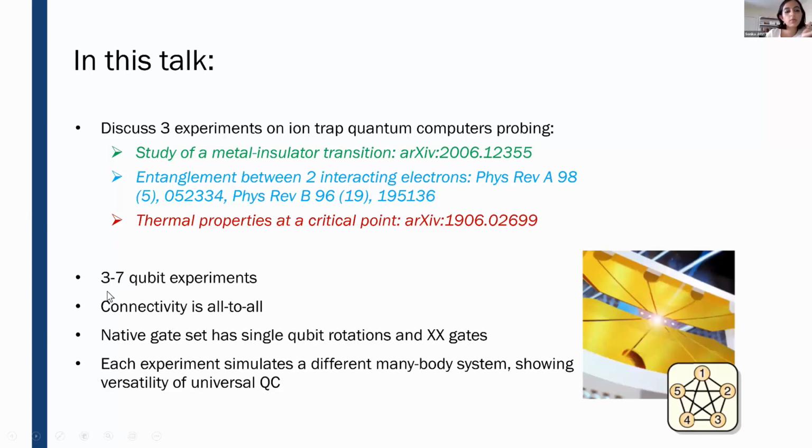These experiments are on between 3 to 7 qubits. The system has all-to-all connectivity. The gate set consists of single qubit rotations and what are called XX or Mølmer-Sørensen gates. And the really special thing is that it's the same system, but all these different experiments simulate a very different aspect, a very different physical system. And that really, to me, shows how versatile universal quantum computers are.